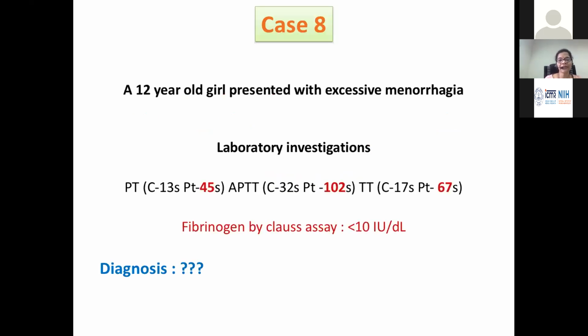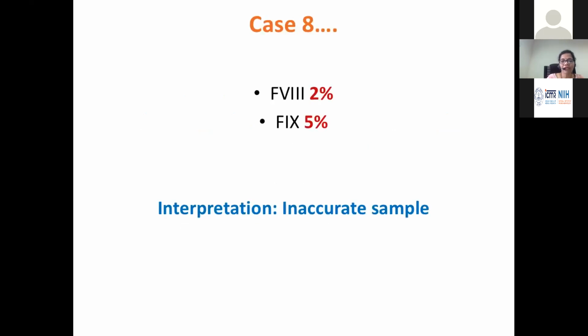The diagnosis is given. Case 8, a 12-year-old girl presented with excessive menorrhagia. All 3 prolonged, fibrinogen less than 10. Diagnosis should be afibrinogenemia. The reason I'm putting the same type of laboratory picture again is when you do a factor 8 assay, every factor is low. So the interpretation should be inaccurate sample.